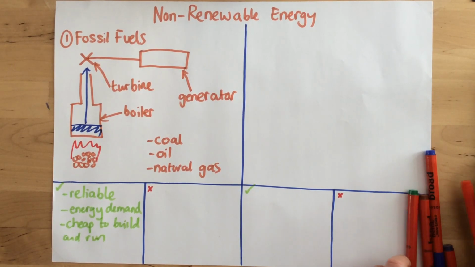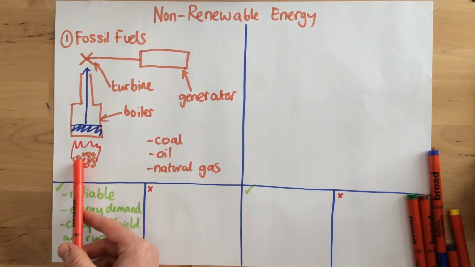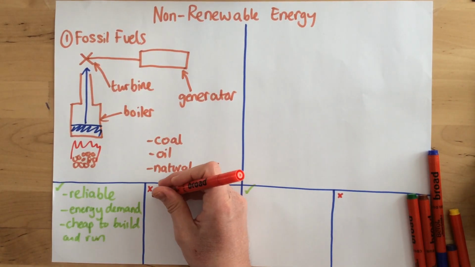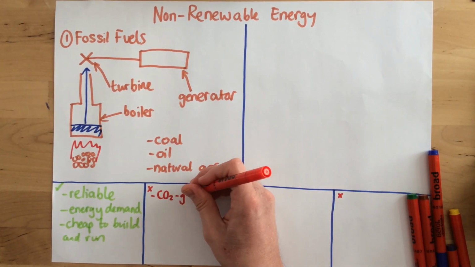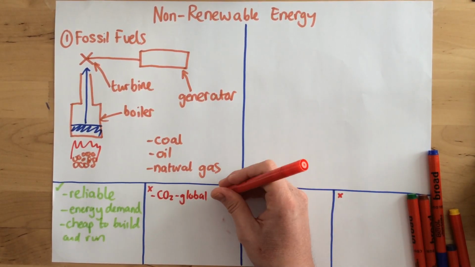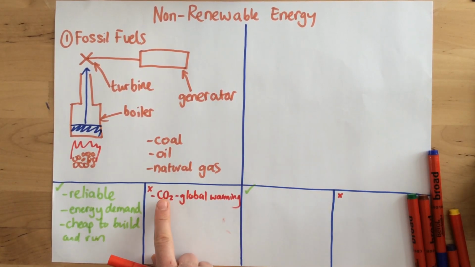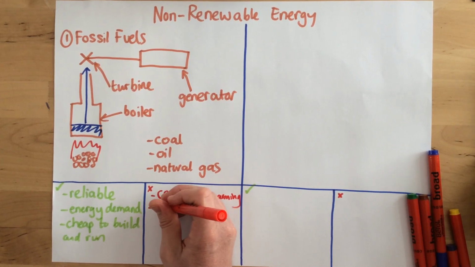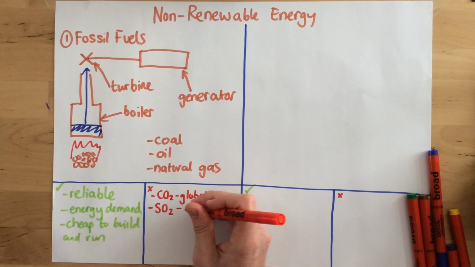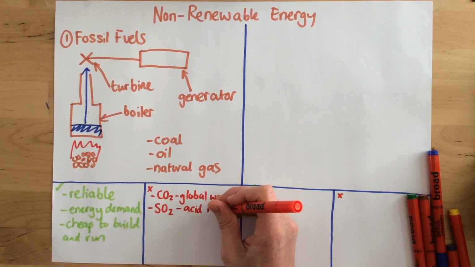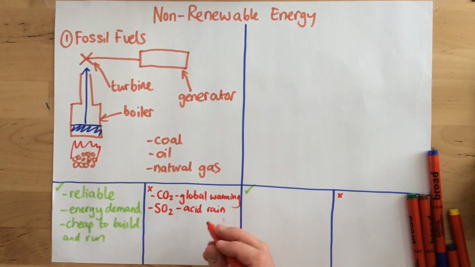Now, there are lots and lots of disadvantages of fossil fuels as well, because when you burn the fossil fuels, you're releasing lots of harmful gases. One is carbon dioxide that can lead to global warming. There's another video that talks more about this particular pollutant, as well as this pollutant, not carbon dioxide, but sulfur dioxide, which can cause acid rain. Again, there's another video that talks about these effects in much more detail.